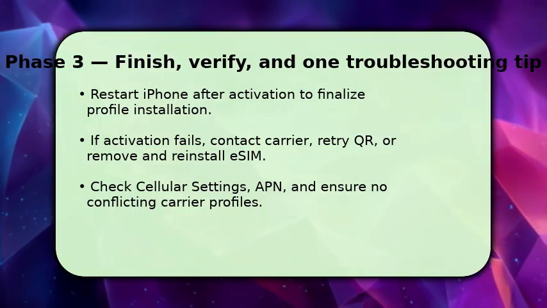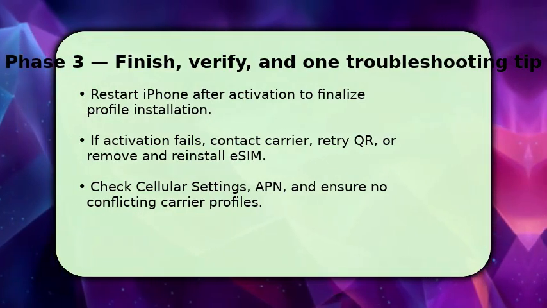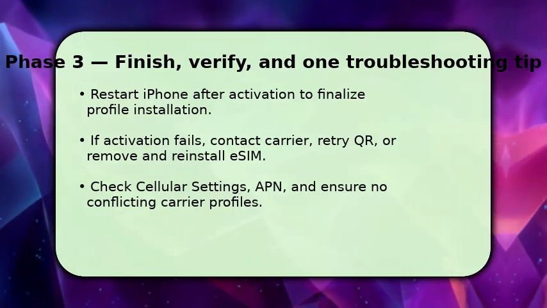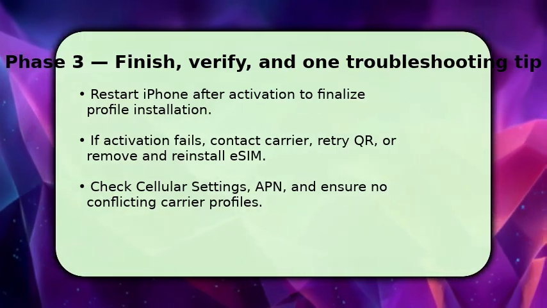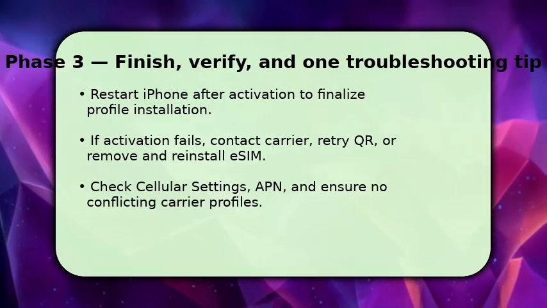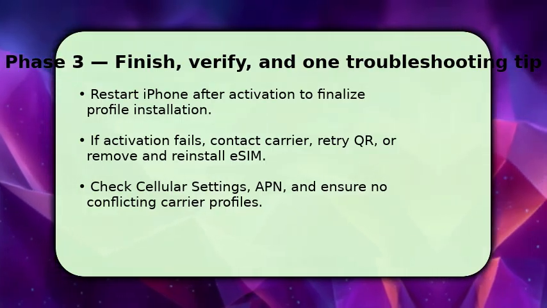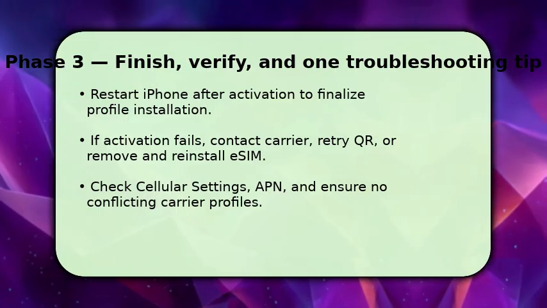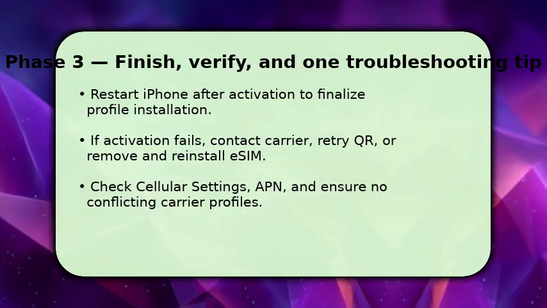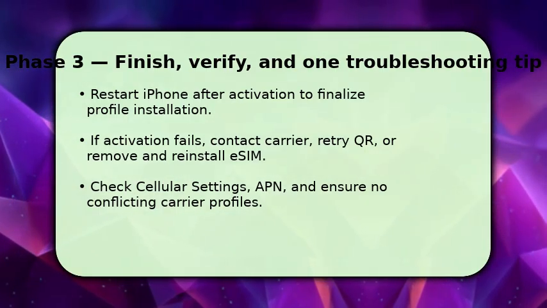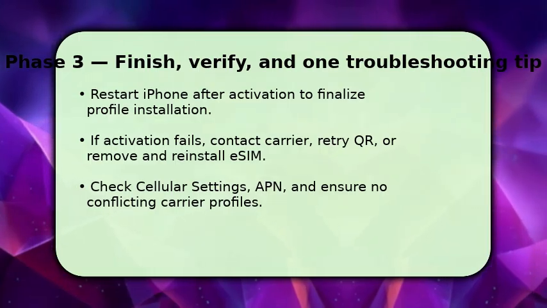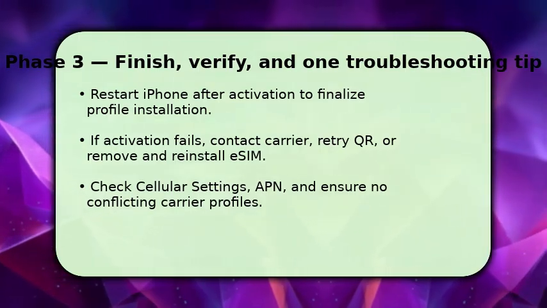After reboot, verify cellular signal, data, and SMS. Make a quick call and send a message to confirm. If activation fails, first retry scanning the QR or re-enter details, then contact your carrier. Sometimes they must finalize provisioning on their end. Finally, if profiles conflict, remove the eSIM and reinstall it, and double-check APN settings.